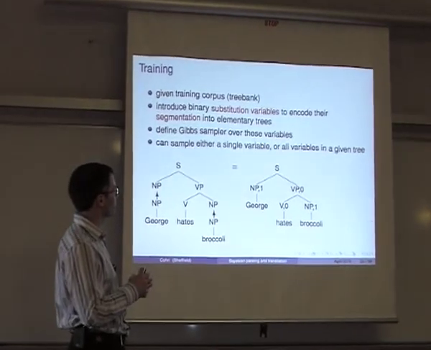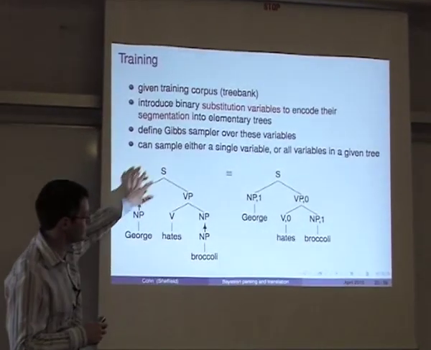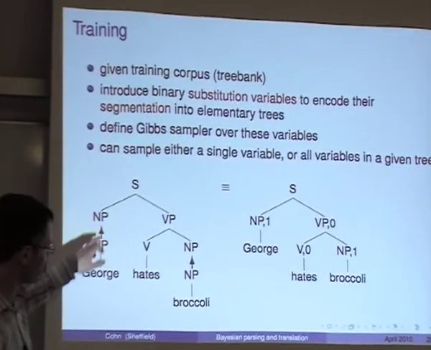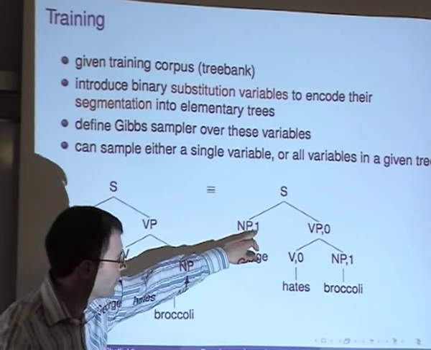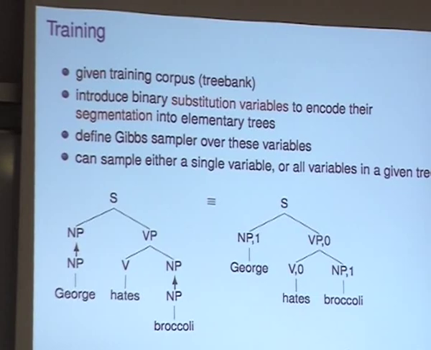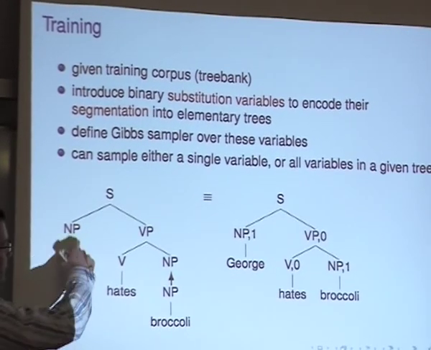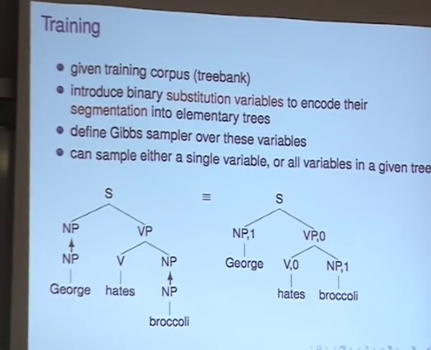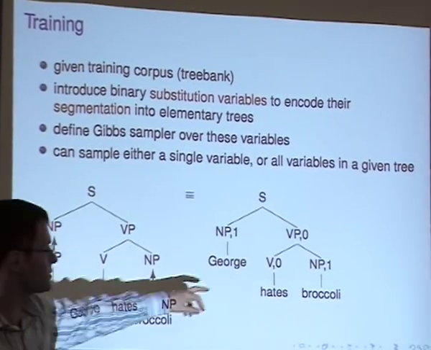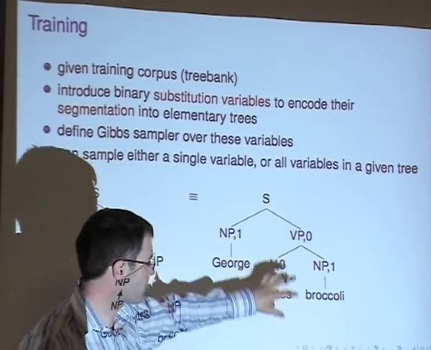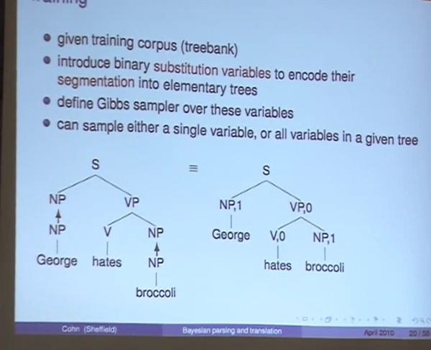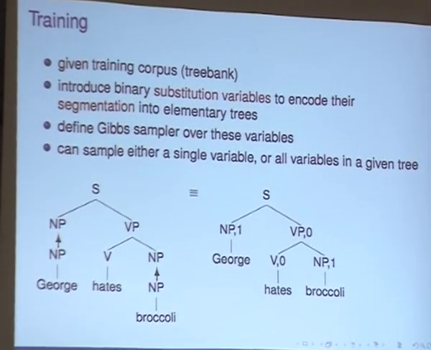So the way we set this up is that, say this is our tree in our training set. What we do is for every node in the tree, we add a little number, which is either 0 or 1. And if, for instance, we want to encode that this noun phrase and this noun phrase are both substitution sites, then we put a 1 on the node. For the other nodes that aren't substitution sites, we put a 0. And we do this for every internal node but the root.